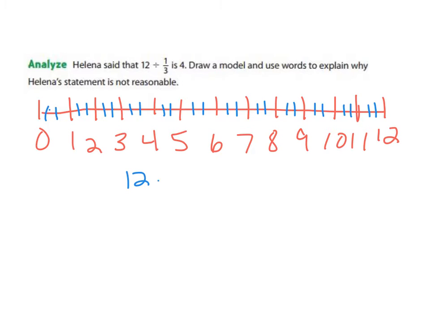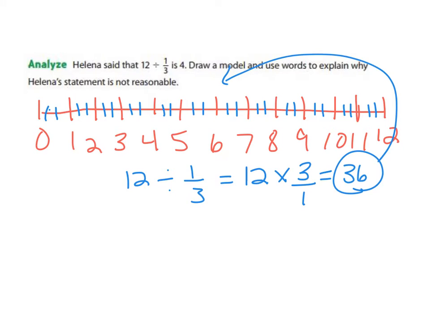12 divided by 1/3 is the same thing as keep, change, flip. 12 times 3 is 36, and if you counted all these parts, there would be 36 parts. So Helena was off on that. Not reasonable at all.